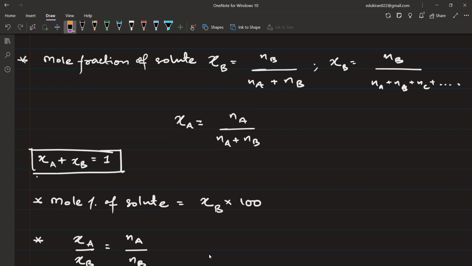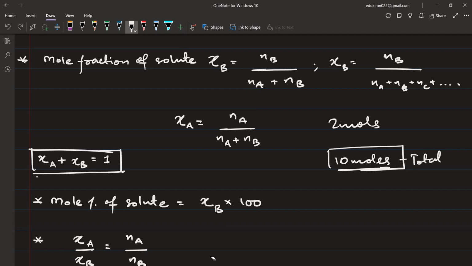What does mole percentage of solute mean? Let us suppose the solution is having 10 moles. Total number of moles we have is 10, and my solute is having 2 moles. Then what will be the mole percentage? It will be 2 upon 10 into 100. And what is 2 upon 10? 2 upon 10 is nothing but the mole fraction. So mole fraction into 100 gives you the mole percentage of the solute.